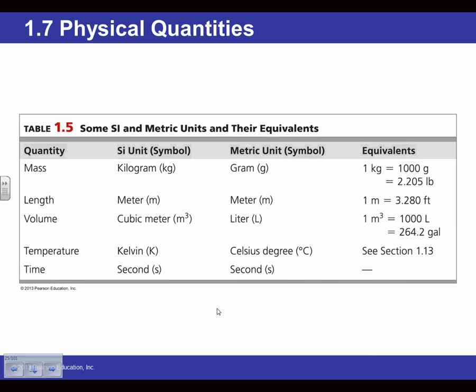Now, as I mentioned, the mass is measured in kilogram, but the metric unit is the gram. Length is measured in meter, and it's also measured in meter for metric. Volume is different. It is measured in the cubic meter for the units of SI. Now, if you look at the metric system for volume, you'll notice that it is liters. Finally, if you look at temperature, it is different between SI and metric. The metric suggests a Celsius temperature reading, and the SI suggests a Kelvin.